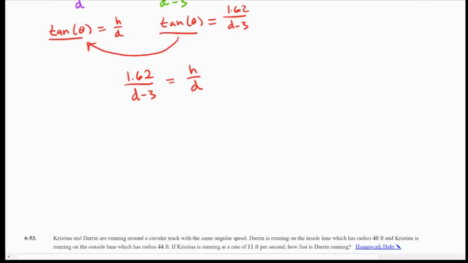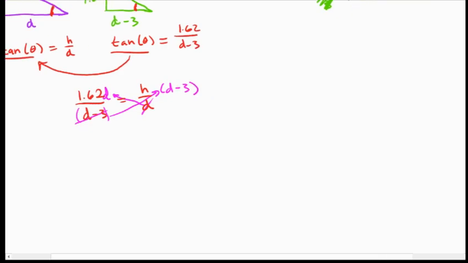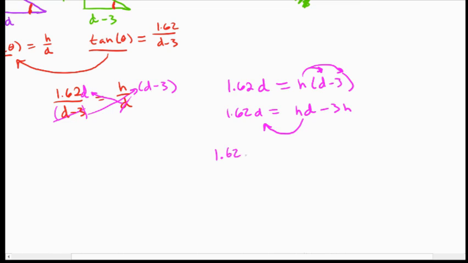In the math, I'm going to multiply by d on both sides to get it over here, and then cancel this one. Then I'm going to multiply by d minus 3 on both sides, which will cancel this one, giving me 1.62 times d equals h times d minus 3. I'm going to distribute h, so 1.62d equals hd minus 3h. Then I'm going to move every term with d in it to the left side, so I'm going to subtract hd from both sides, which will make that go away.